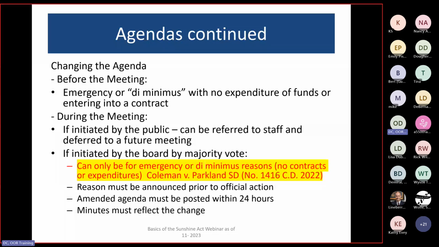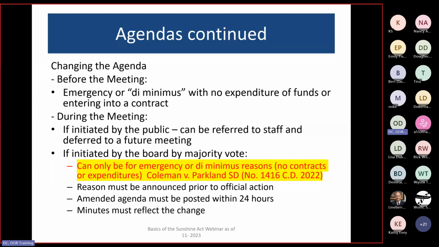Okay, so what happens once the meeting is convened? This is where the change takes place. Recently, there was the case of Coleman versus Parkland School District. Prior to this case, I would say during training that the board could vote to make a change to the agenda. That is no longer the case.